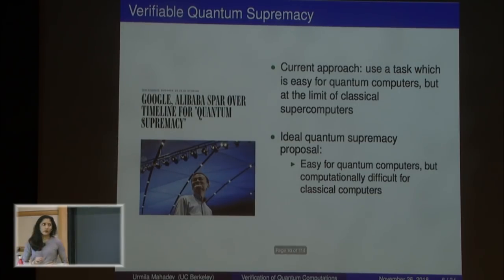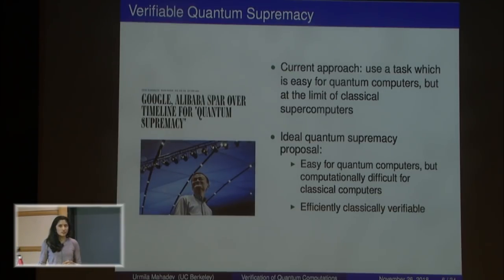It should be easy for quantum computers, but computationally difficult for classical systems. When I say computationally difficult, I mean we can argue that if a classical computer can perform this task, then it can solve some other problem we believe to be hard. And on top of this, even though it's difficult for classical computers, it should be easy to verify classically. These are the two key properties we want, because then we can actually say that a quantum computer has performed a task which is difficult for classical machines, which is the ideal notion of quantum supremacy.